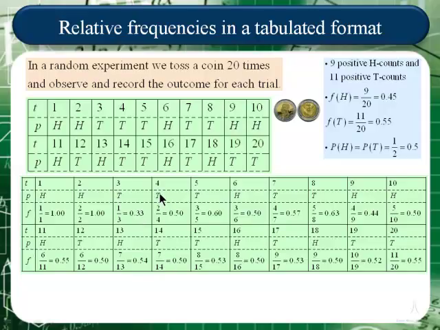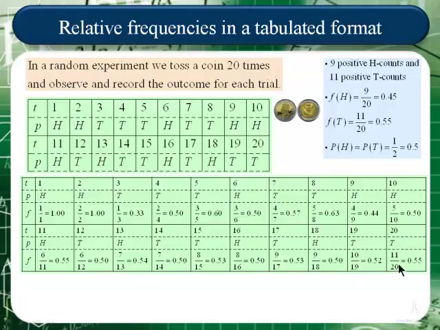Then we get another tail, so we have now 2 out of 4 or 50% as the frequency of tail. And I'll continue with this. You should be able to complete this particular table. Maybe just point out that the frequency of H, there's 9 positive trials, and there is the last one. That is after we've completed 18 trials. So at that stage the frequency is 50%, which is the same as the probability.